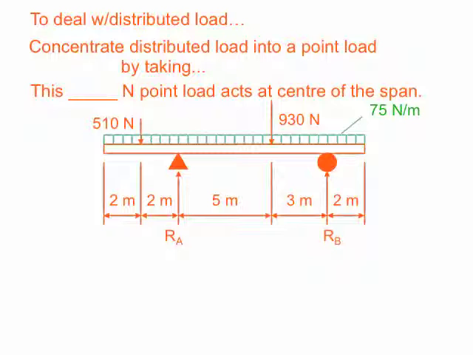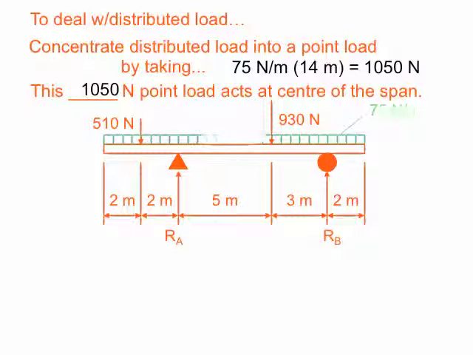To deal with the distributed load, concentrate the distributed load, make it a point load at the center of the span. So 75 newtons per meter times 14 meters, which is the length, is 1,050 newtons. That point load acts at the center of the span, so it's at 7 meters. And it has to be included in your equation, in your calculations.